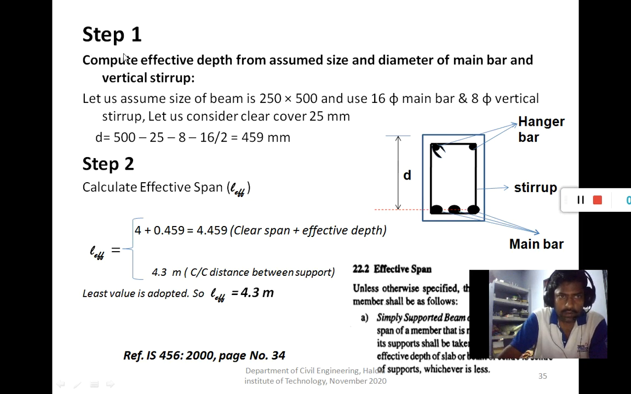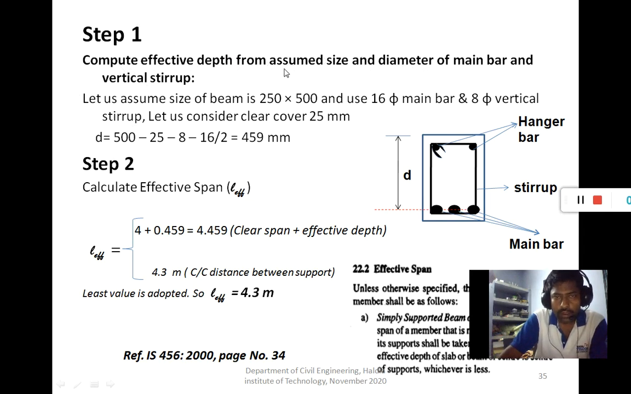This is step 1. In a design problem, the steps are very important, so you have to remember them. If you follow the steps, then you complete the design. So in step 1, you find out the effective depth from the assumed size and diameter.